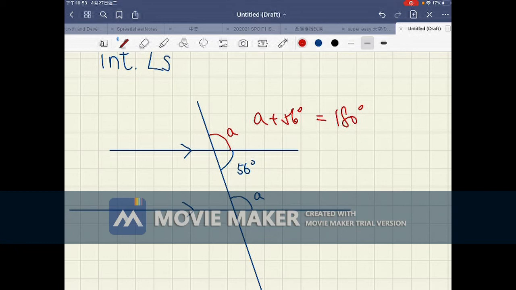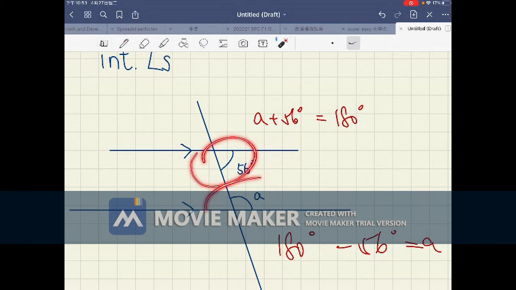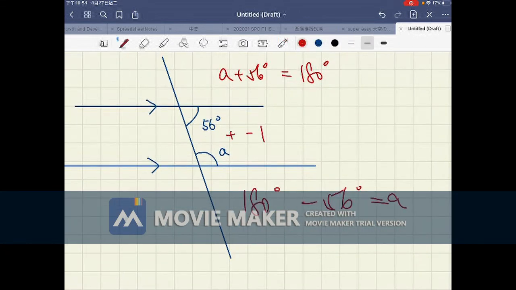So how should we calculate A when it is inside here, for interior angles, such that we don't use the way of adding a corresponding angle? It's easy, which means that it should be 180 minus 56 degrees equals A. So, interior angles means that when this angle and this angle are added together, it equals 180 degrees.